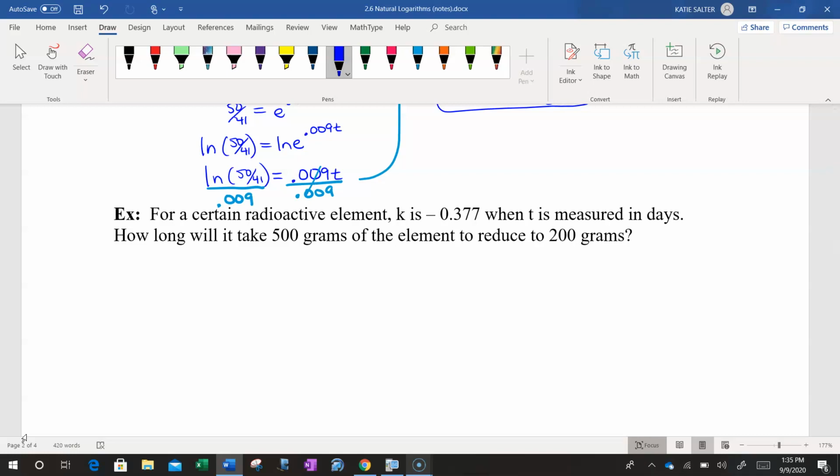All right, so looking at the next example, for a certain radioactive element, K is negative 0.377 when T is measured in days. How long will it take 500 grams of the element to reduce to 200 grams?